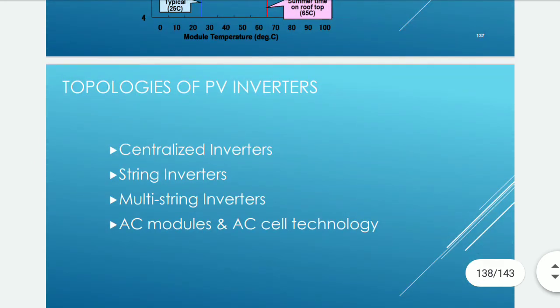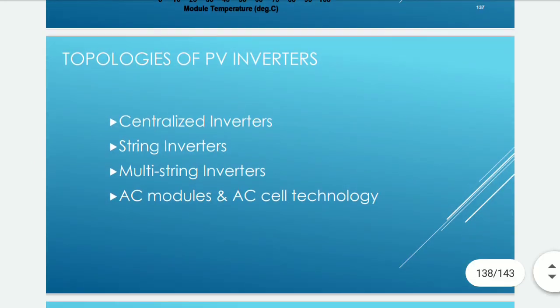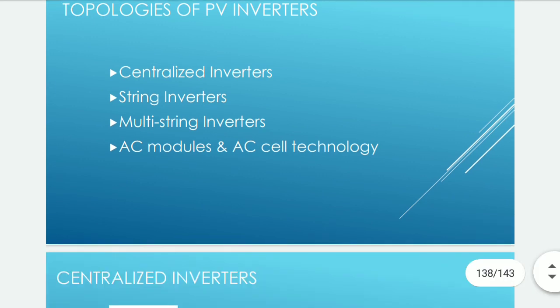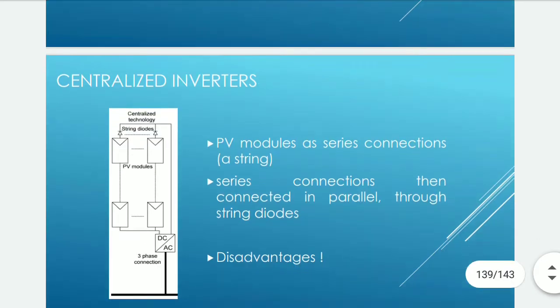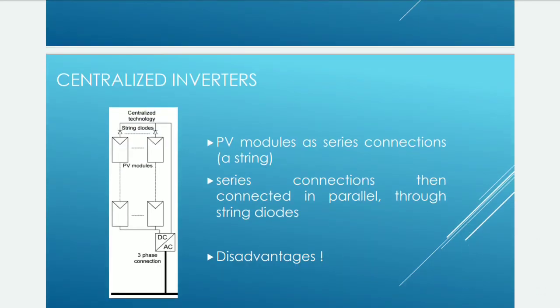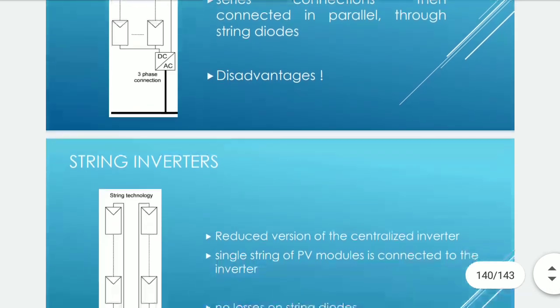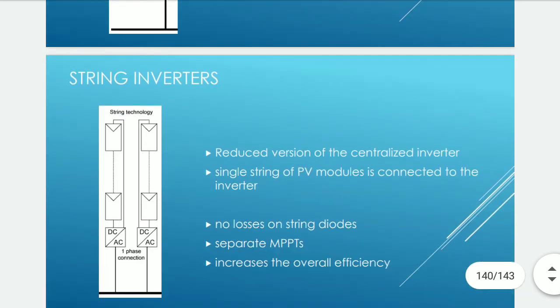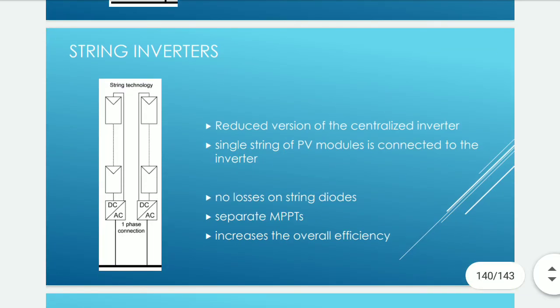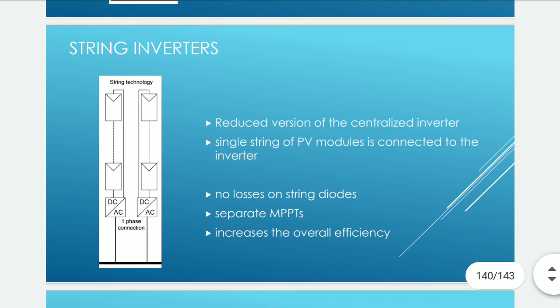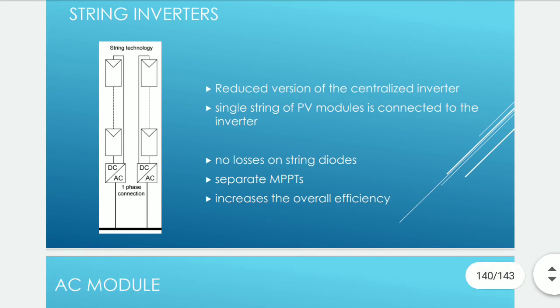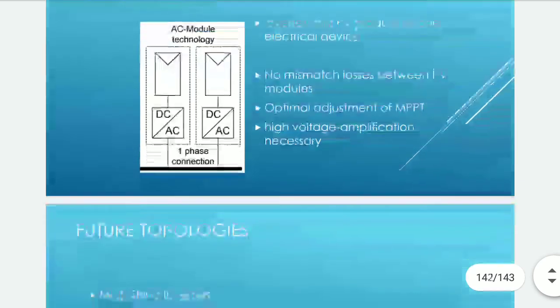Topologies of PV inverter: centralized, string, multi-string technology. Centralized inverter: PV modules in series connection, then connected in parallel through a string diode. Disadvantages exist. String converter, a reduced version of the centralized inverter: a single string of PV modules connected to an inverter, no losses on a string diode, separate MPPT, increasing the overall efficiency.